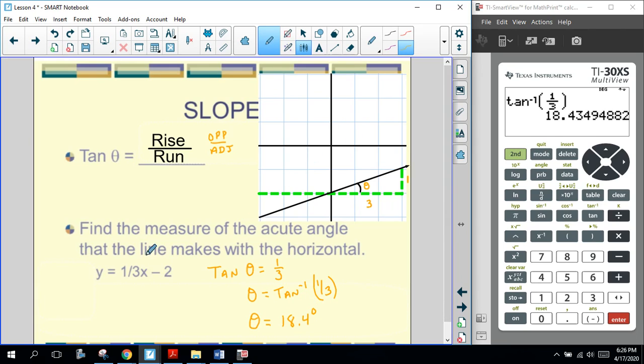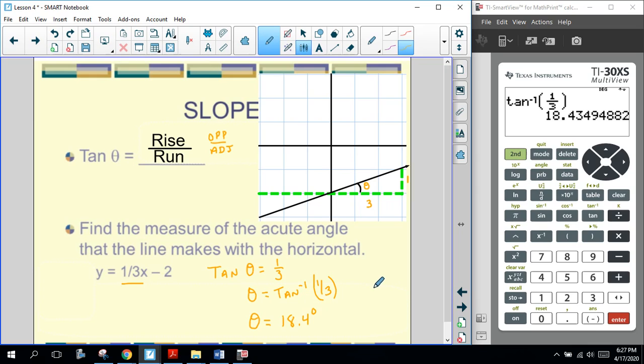So anytime I ask a question like this to find the measure that the acute angle makes with the horizontal, all you have to do is simply take the tangent of theta, or whatever you want to call your angle, and set it equal to slope. You don't have to draw the whole diagram. I just did that to show you why the tangent of theta, which means opposite over adjacent, but also in this case means the same thing as rise over run.